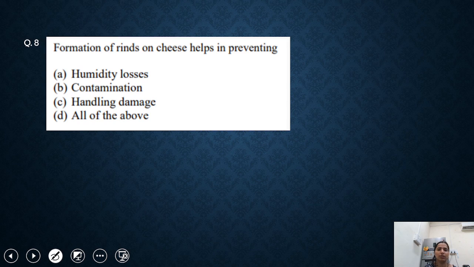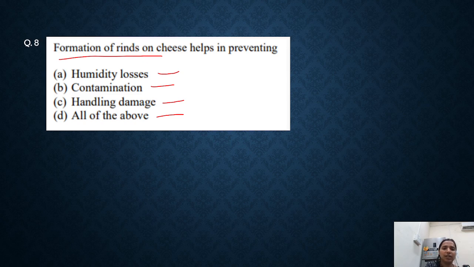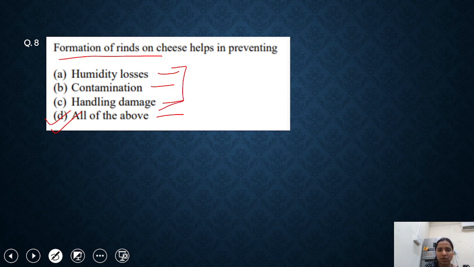Yeah, this is also from cheese fermentation. What they are asking is what the formation of rings on cheese helps in preventing. Let's see the options. First one is humidity losses, second is contamination, third one is handling damage, and the last option is all of the above. The rings help in prevention from all these things, meaning humidity, contamination, and handling losses can all be prevented by the formation of rings in the cheese. So for this, the answer is D.